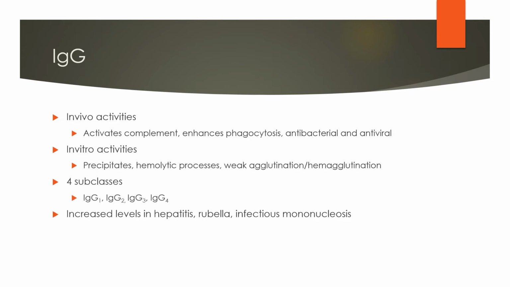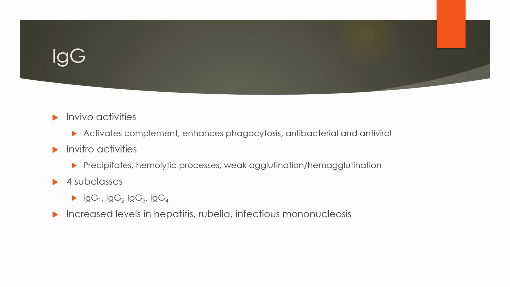Some in vivo activities of IgG is that it activates complement and enhances phagocytosis. Remember, IgG is a potent opsonin. Okay, an opsonin is something that alters the surface of an organism to be phagocytized. IgG is antibacterial, antiviral, and antitoxin.